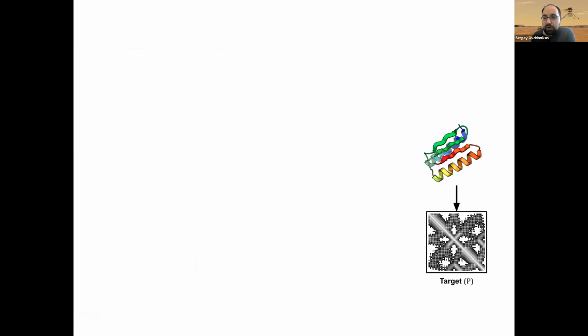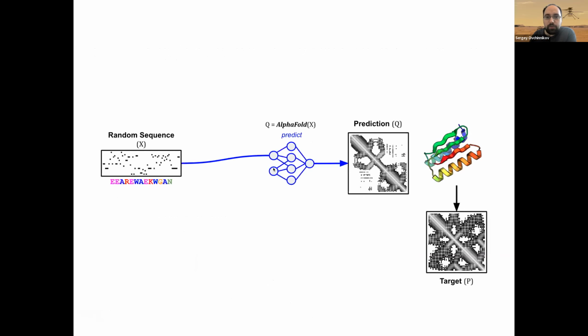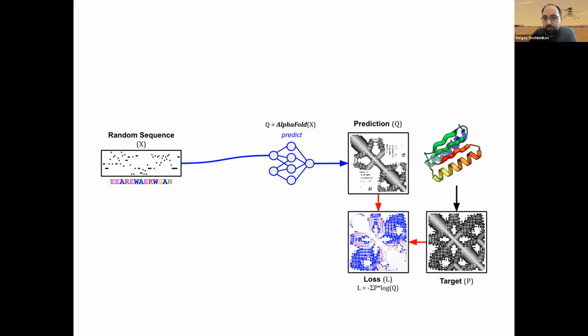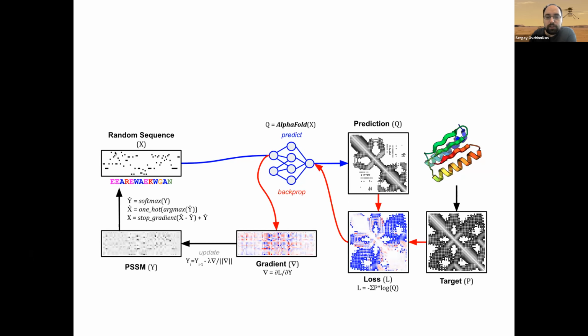To summarize, the idea here is you could take a structure and extract, for example, the distogram from it, which is just the pairwise distances between every pair of residues. You can start with some random sequence, pass it to AlphaFold, and make a prediction. Then you look at the predicted output from AlphaFold and my target output that represents a structure, compute some loss, and then backpropagate that loss to get a gradient, and then apply that gradient to update my sequence, and just keep looping this around.